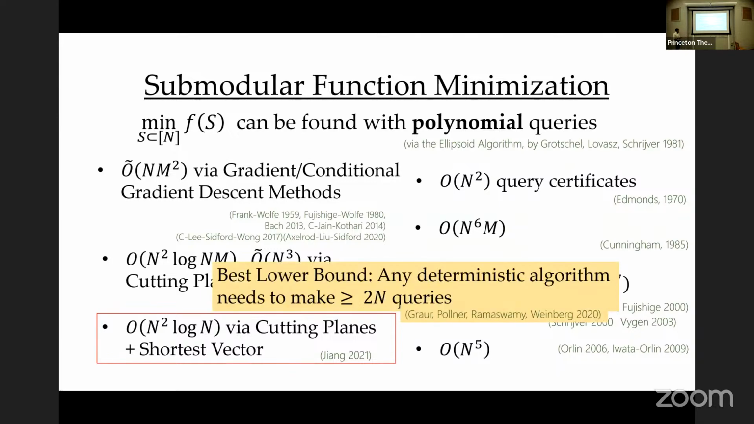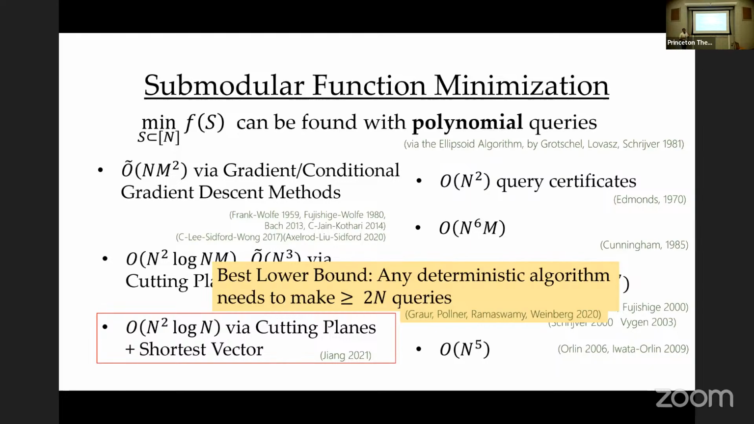The best lower bound before our work is the following, due to Matt and actually everyone in Princeton, isn't it? They were all at that point in Princeton. Matt and others show that any deterministic algorithm for submodular function minimization must make at least 2n queries. Just n is probably not that hard to show because you have to touch every element somewhere. So n is not that hard, but 2n itself is non-trivial. Just proving this is non-trivial. So that's the state of affairs.